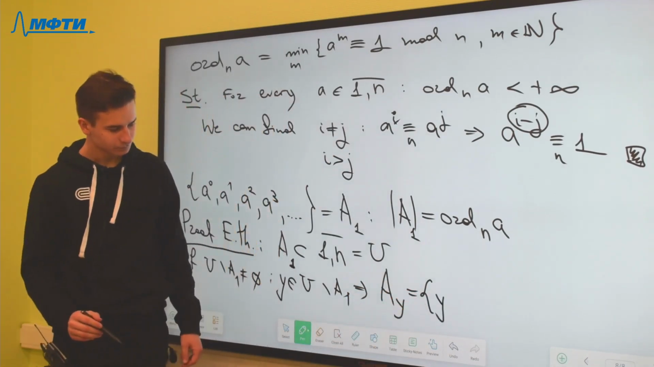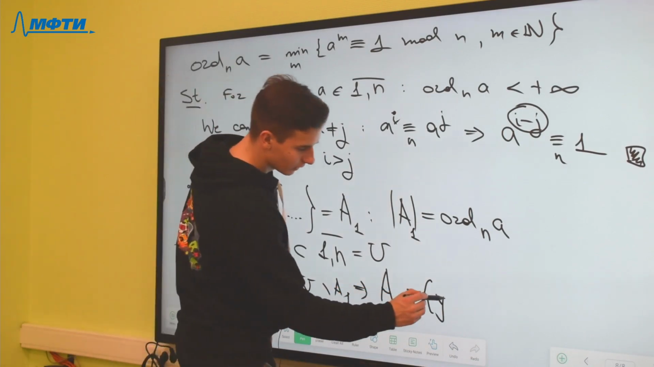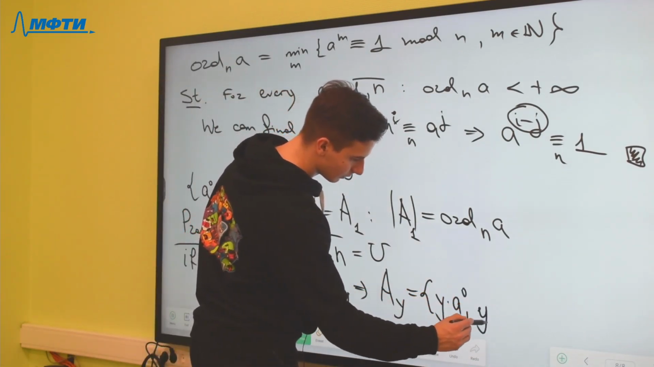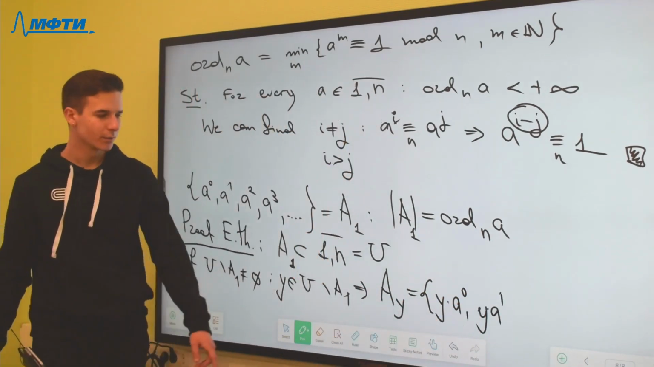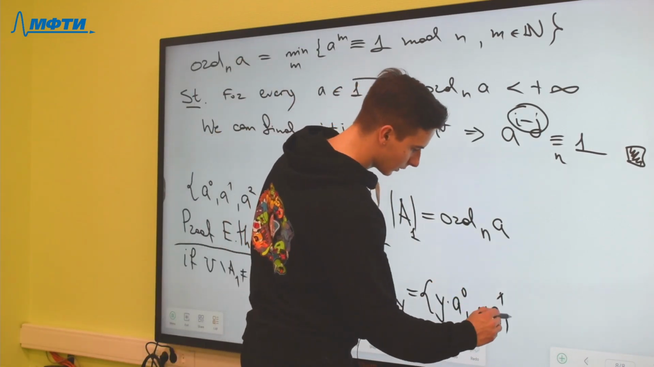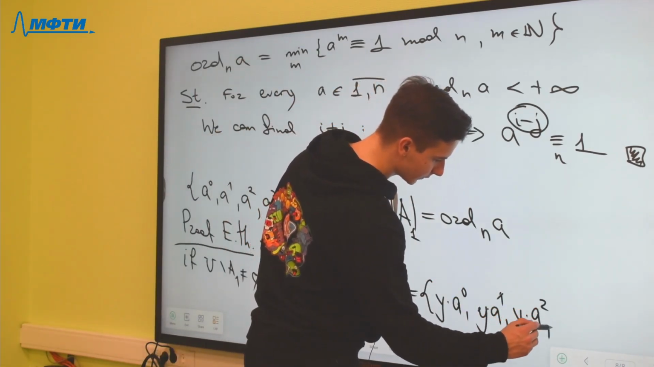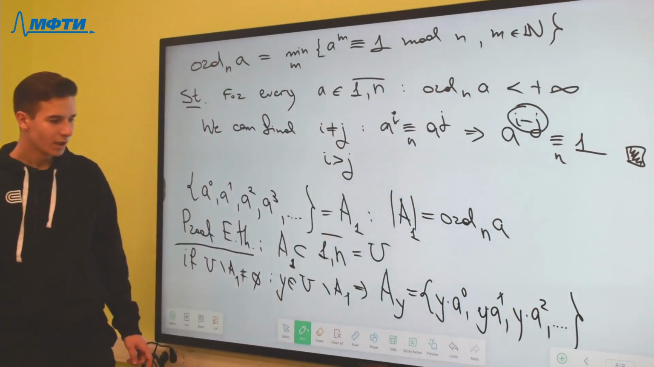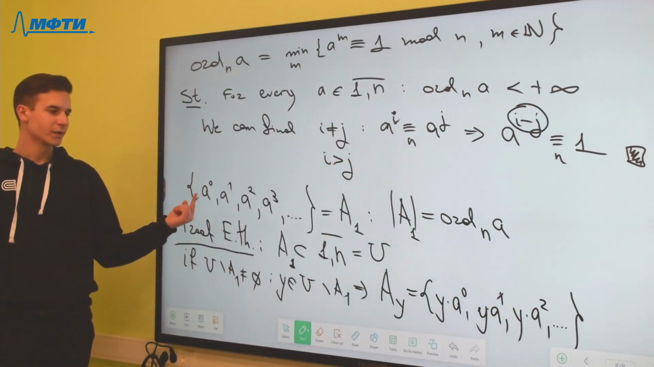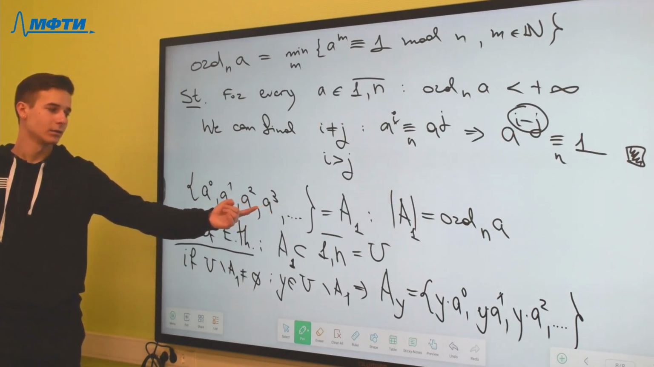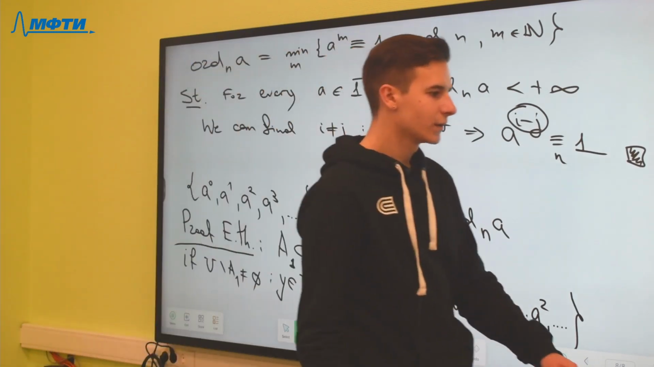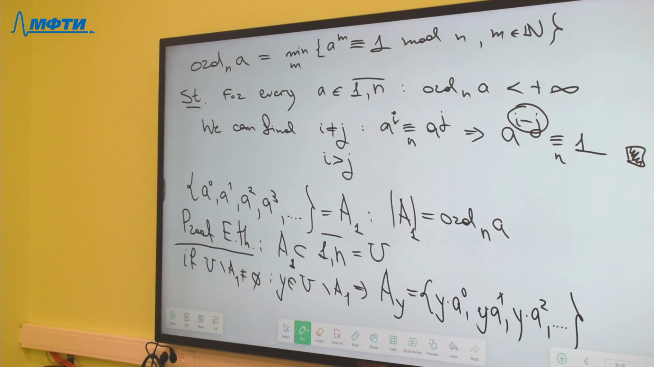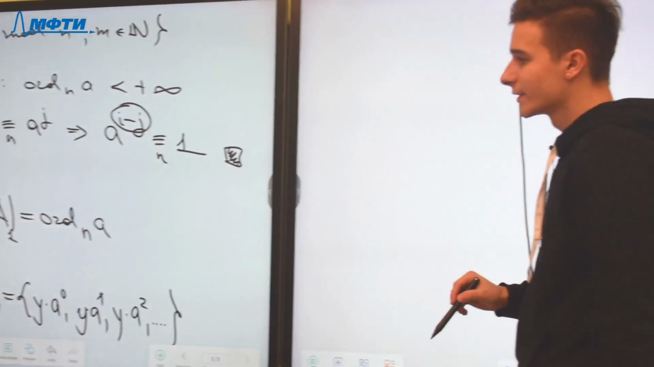as the set of numbers such that it is y multiplied by a to the power 0, y multiplied by a to the power 1, y multiplied by a to the power 2, etc. And we know that this set is finite, so this set is also finite. Then we repeat this operation.